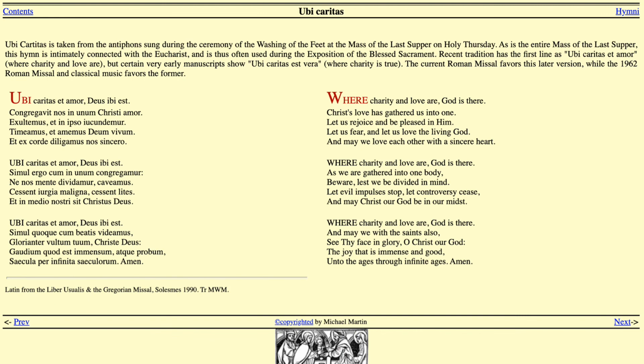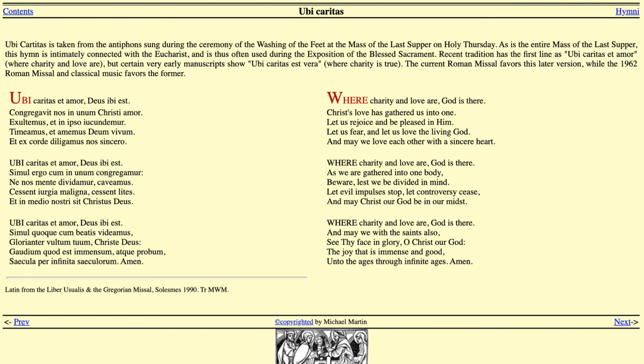The last motet we will listen to today is Ubi Caritas, and actually two different musical settings. The first will just be a plain song chant, and the second will be a full motet written by the modern composer Maurice Duruflé in 1960.